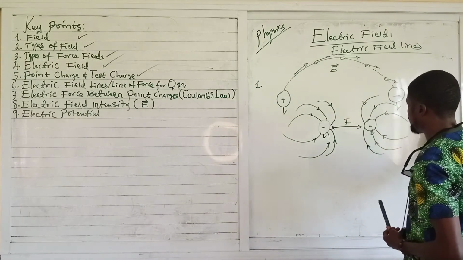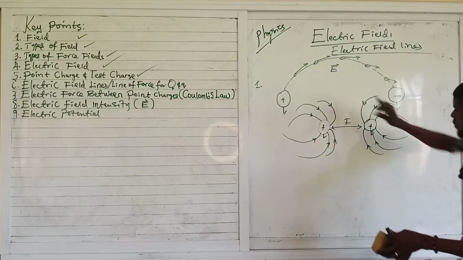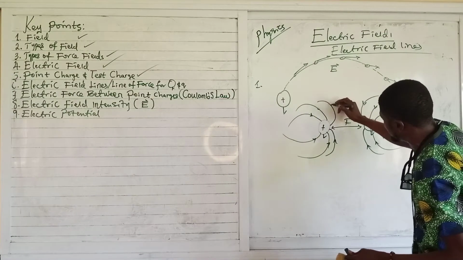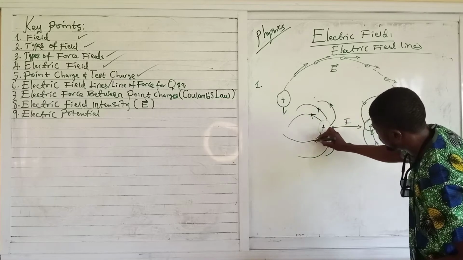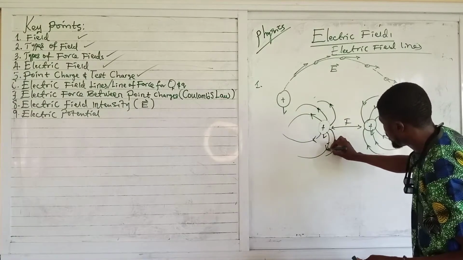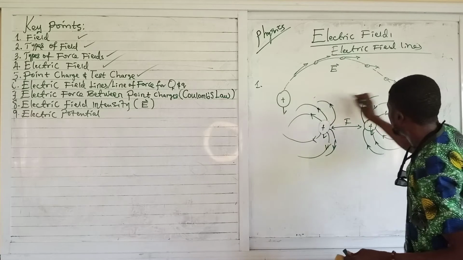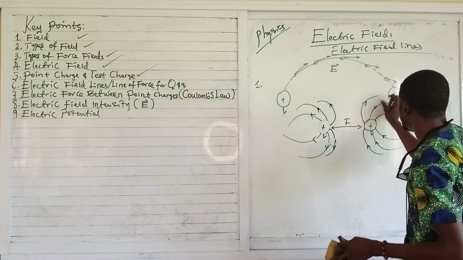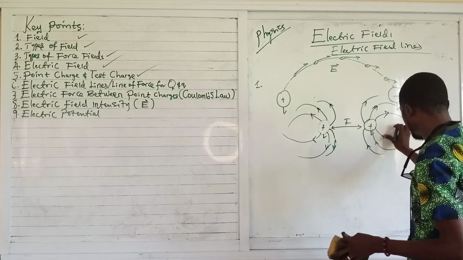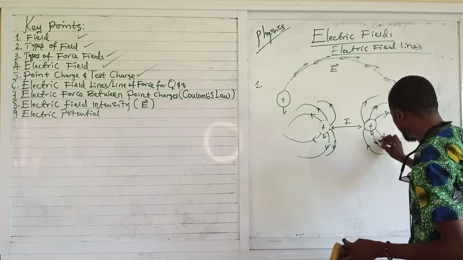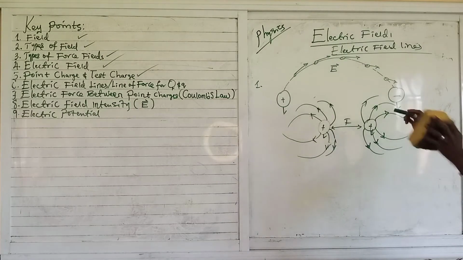For plus plus, this is what you have. You see something like this, but this time the arrows are pointed outward. Instead of in, the arrows are pointed out. Please take notes. The arrows will be reversed in the other direction. This is happening because of the presence of the test charge in the electric field. So this is for plus plus charges.